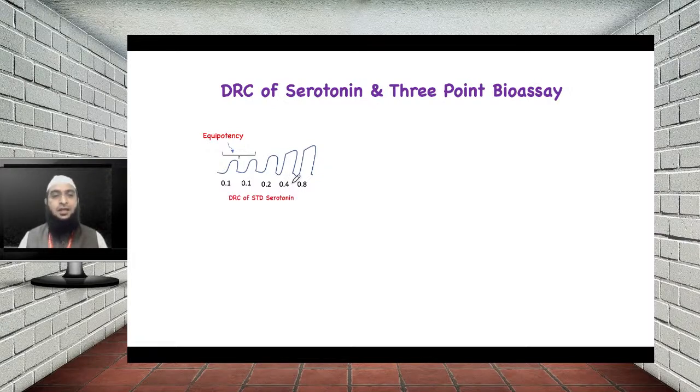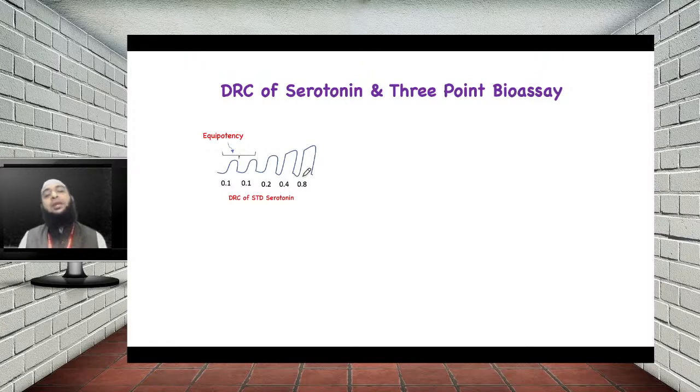So once it is done, this is called the dose response curve of the standard serotonin. Okay, so you have taken the response with increase in concentration. So we have done with the first step. Now what is the second step of the procedure? We have done with the DRC of the standard serotonin.